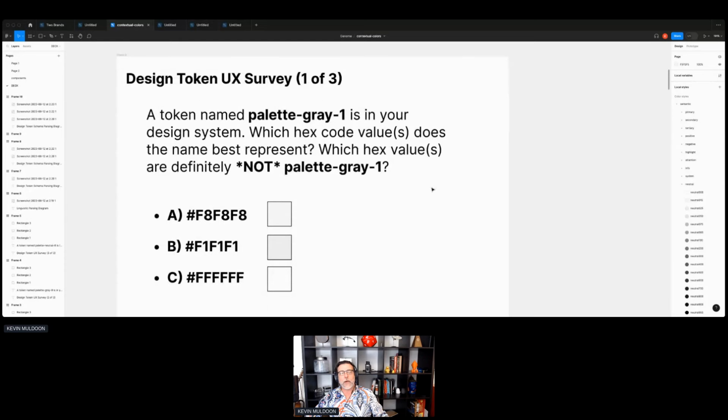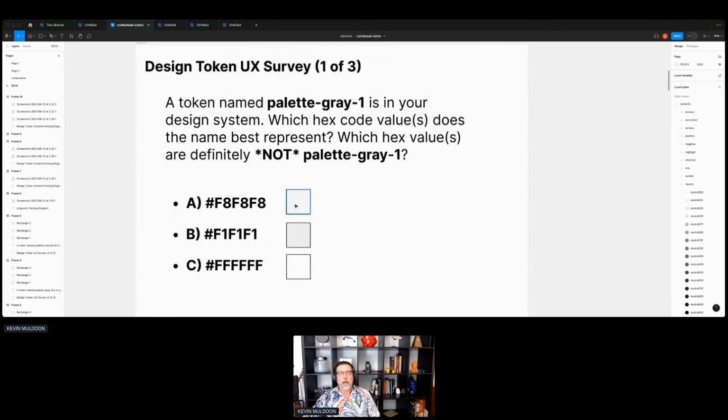So why don't we take a survey? Design token UX survey, 1 of 3. There's a token in your design system, let's say, called palette gray 1. Which of these hex codes does the name best represent? And a follow-up question: which of those hex codes are definitely not palette gray 1?